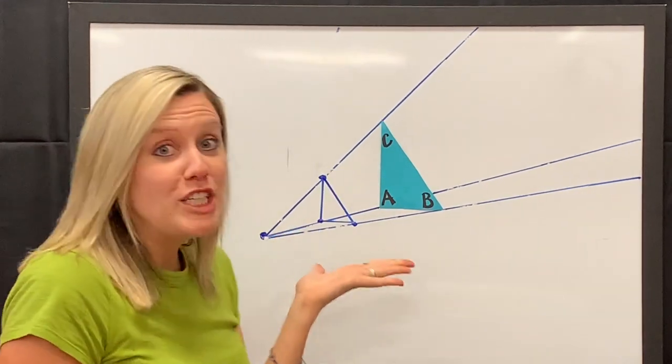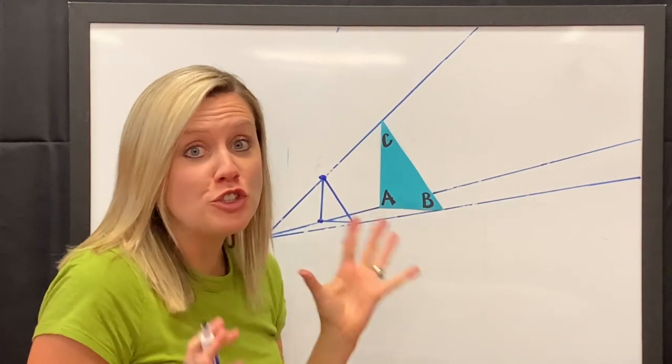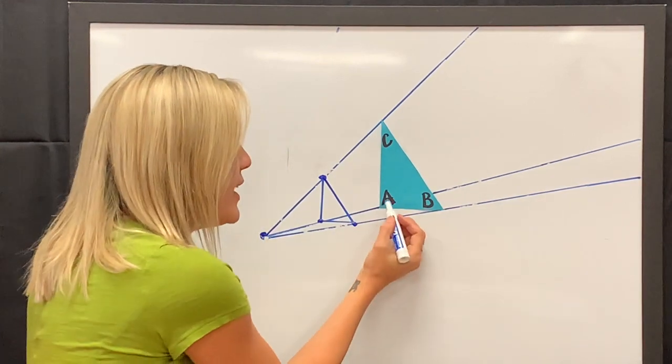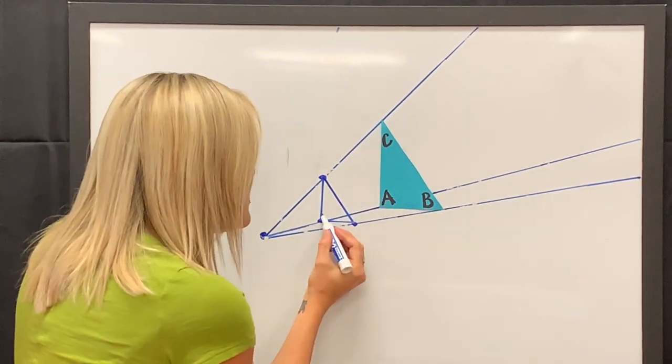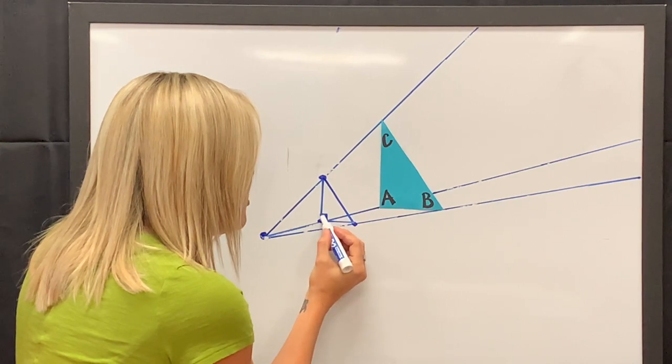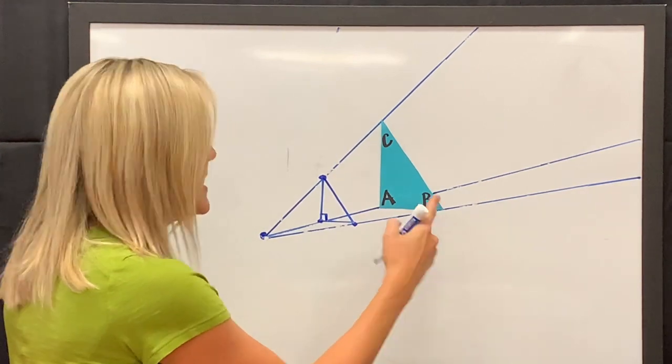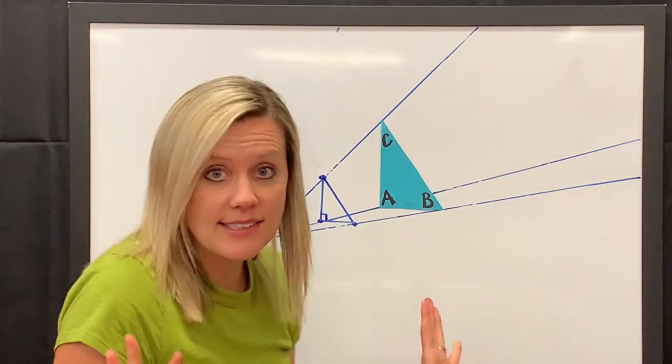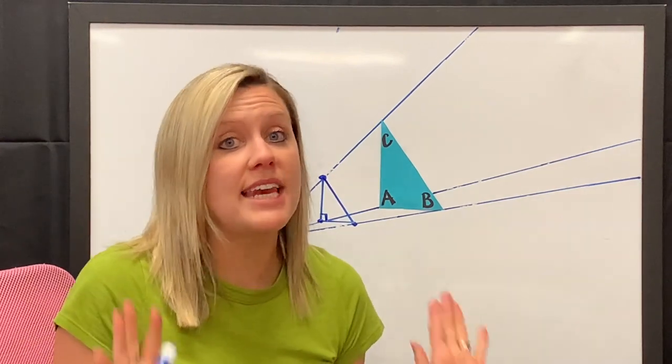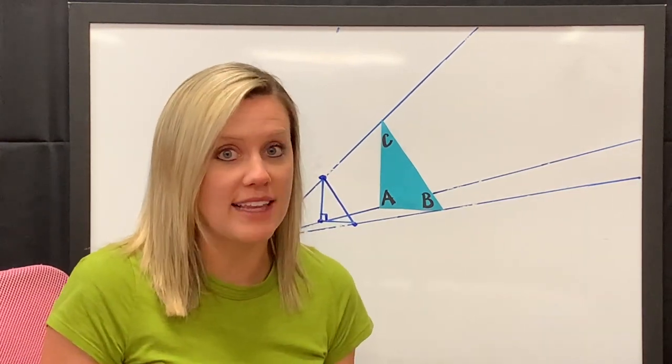So when you do a dilation, the angles do not change. If this right here was a 90-degree angle, it is going to stay a 90-degree angle. If this right here was a 60-degree angle, that would stay 60 degrees. So the angles never change when you do a dilation.